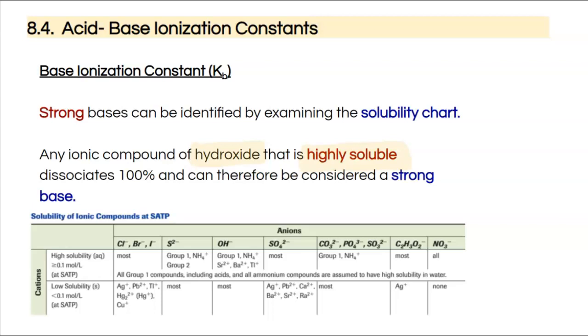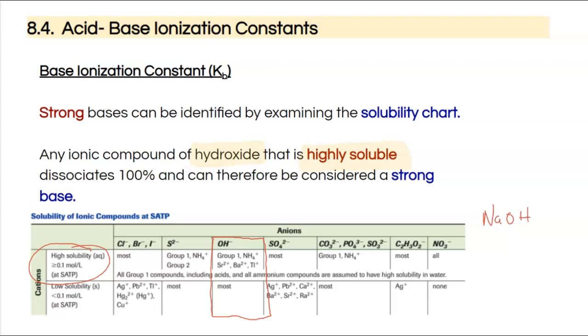And so if that's the case, then the number of particles that we start with will be the number of particles that dissociate and produce hydroxide ions in solution. So let's see how we do that. If we were to look at our hydroxide anion on our solubility chart, we can see that there are a number of them that are highly soluble. For instance, here we have all of our group 1 hydroxide compounds, our ammonium, strontium, barium, and so on.